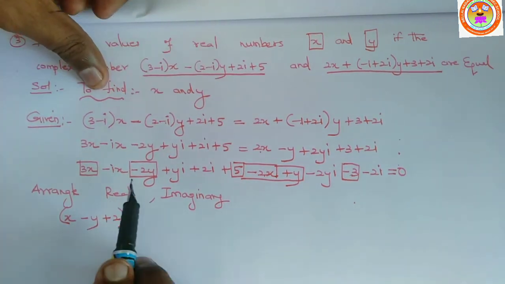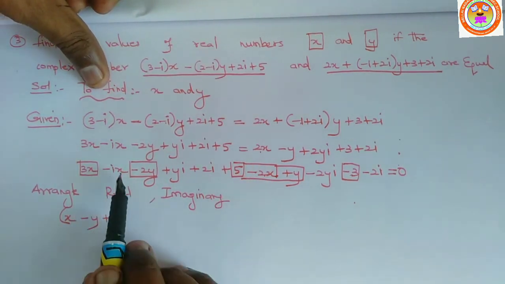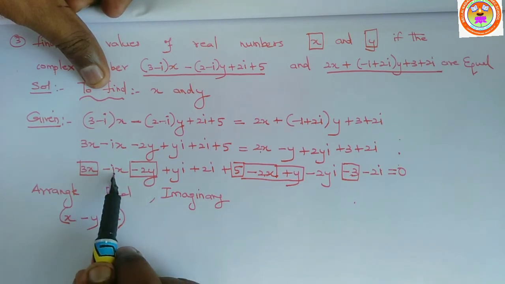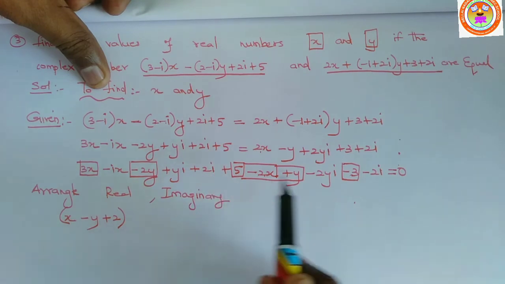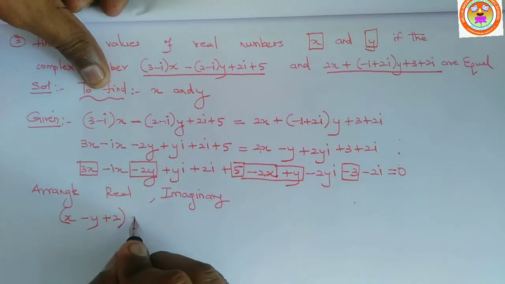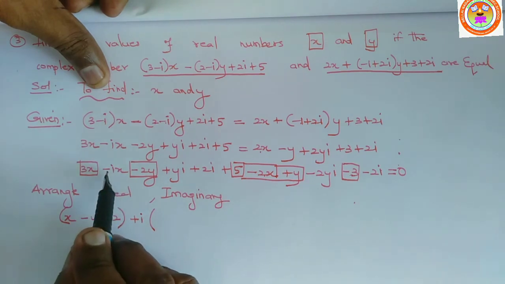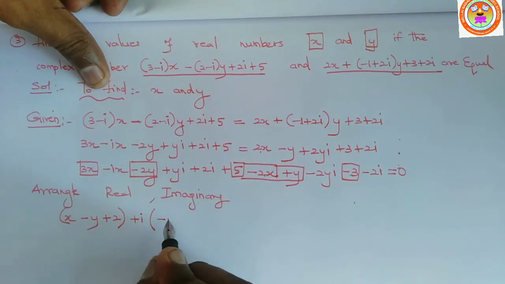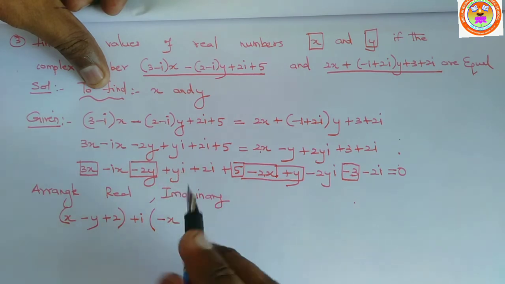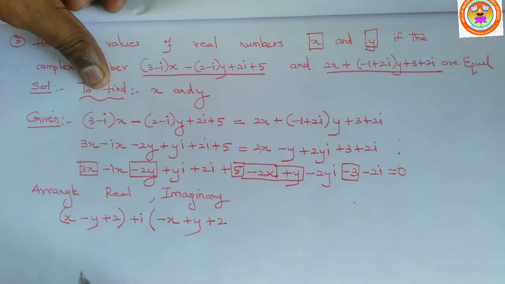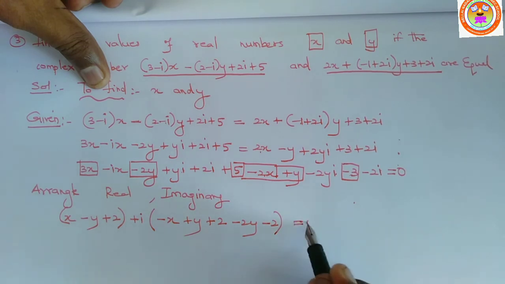Next, imaginary. There is no box for imaginary. See, this is i, so I can take i outside. After taking i outside, this becomes minus x, this becomes plus y, this becomes plus 2, this becomes minus 2y, this becomes minus 2. That's all, is equal to 0.